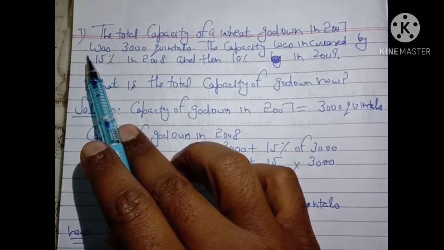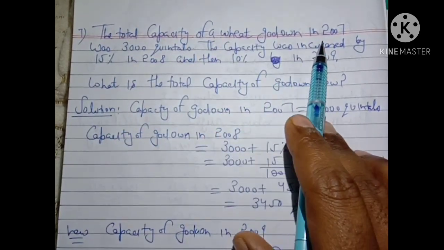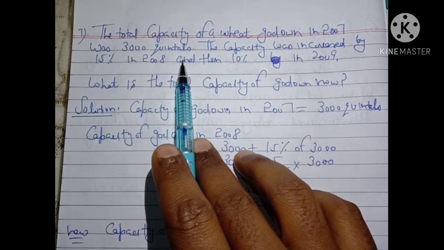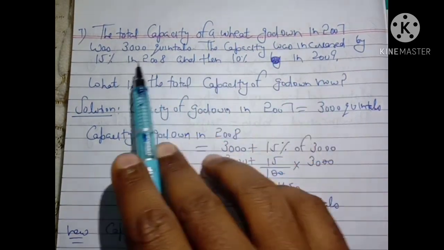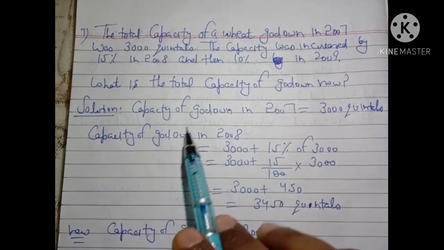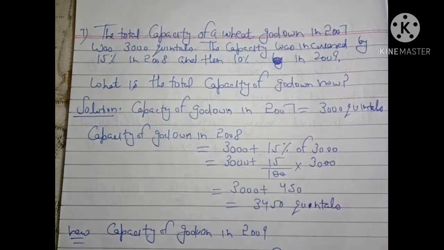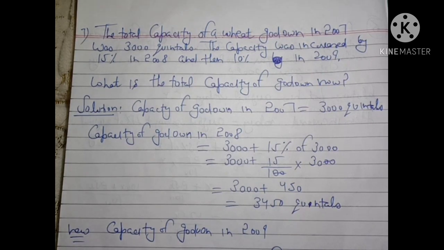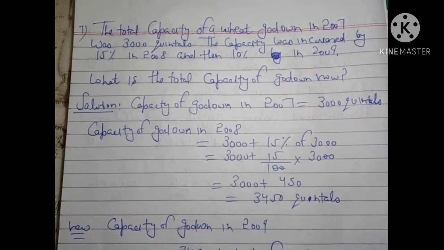Okay, now see the seventh sum. The total capacity of a wheat godown in 2007 was 3,000 quintals. The capacity was increased by 15% in 2008 and then 10% in 2009. So what is the total capacity of the godown now? We have to find this one. This sum is very easy and very simple.